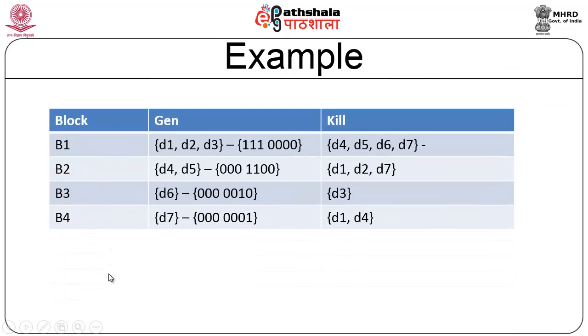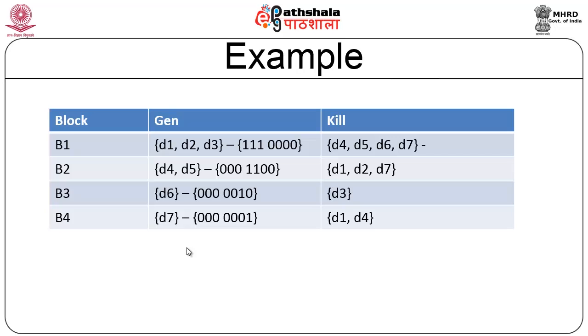Now let us take this example. Block B1 has 3 definitions, D1, D2, D3, therefore those bits are set. Block B2 has 2 definitions, D4, D5. Block B3 defines D6, and block B4 defines D7. Though B1 has 3 statements, all 3 statements are defining a variable of their own choice.